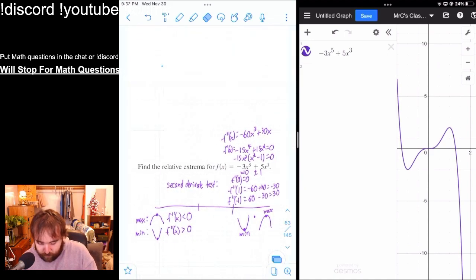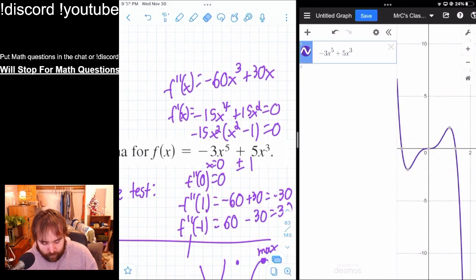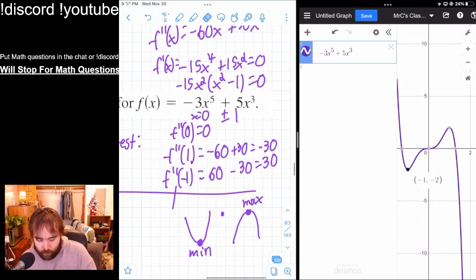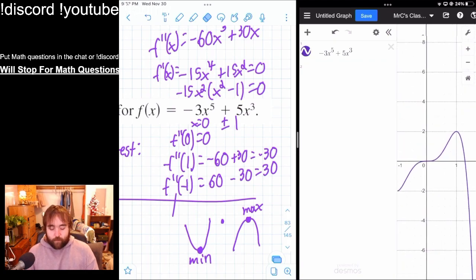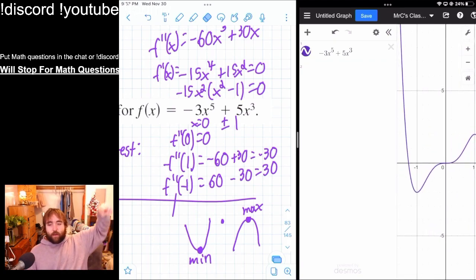So what were we looking for? We were looking for relative extrema. We said we had one here at, well, we didn't find the y value, but at negative 1 we had a minimum. That's what we said. And at positive 1 we had a maximum. And then this, though we said it did flatten out, wasn't a max or a min because it flattened out, but then continued to keep going up. And we saw that because the concavity was 0 there, not positive or negative.